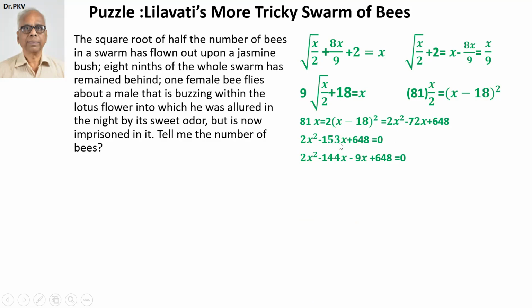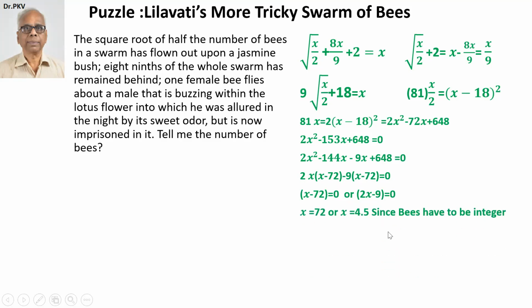And therefore, what I do is I factorize this. This is 144X plus 9X, and then I write this expression as 2X into X minus 72 minus 9 into X minus 72 equal to 0. So X minus 72 equal to 0 or 2X minus 9 equal to 0. So either X is equal to 72 or X is equal to 4.5. Since bees have to be integer, X is equal to 72 is the answer. We have solved the problem.